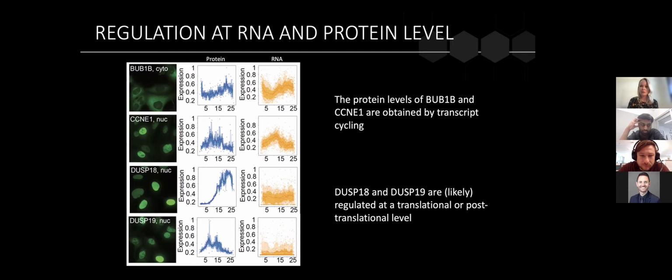It's two proteins in the family of dual phosphatases. They have no literature connection to proliferation or the cell cycle, but we can clearly see a temporal profile at the protein level where the protein is accumulating either in G2 or G1. But here we see that the RNA is just stable. It's a flat line, right? So we assume that DUSP18 and DUSP19 are regulated at a translational or even more likely post-translational level.